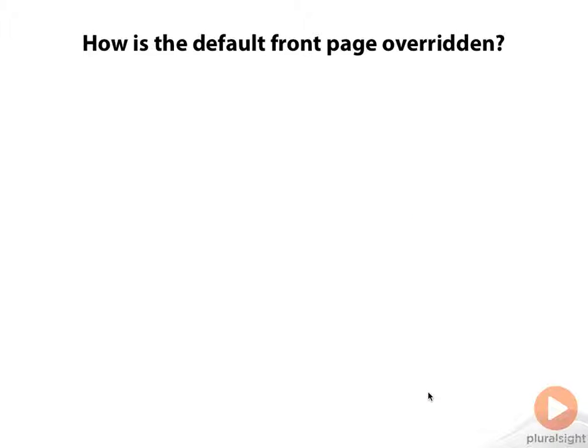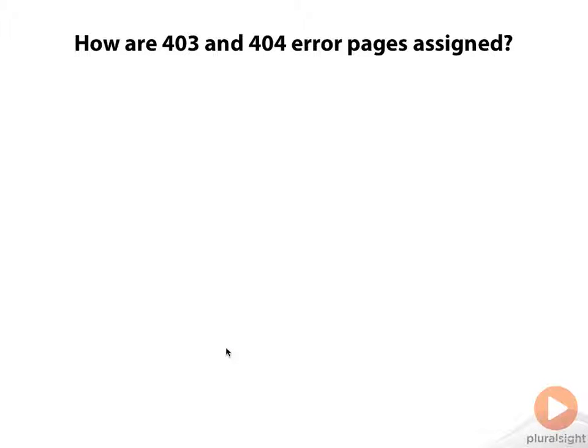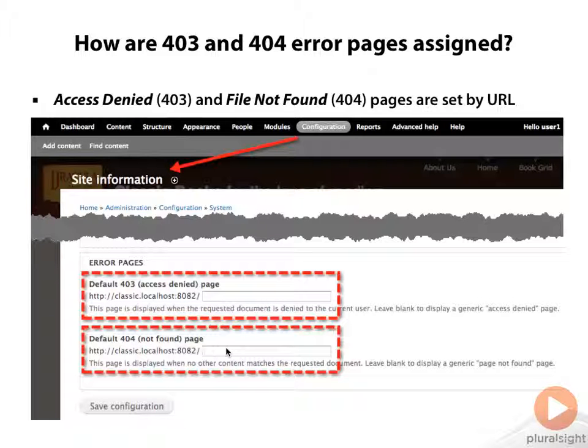Now, if you want to assign one of these URLs as the front page, you can do so on the site information page under configuration. Simply provide the path relative to the root of the site, and that becomes your new front page. Similarly, 404 and 403 error pages can also be assigned on the site information page using a path relative to the root of the site, again pointing to whatever URL is relevant for your site for these purposes.